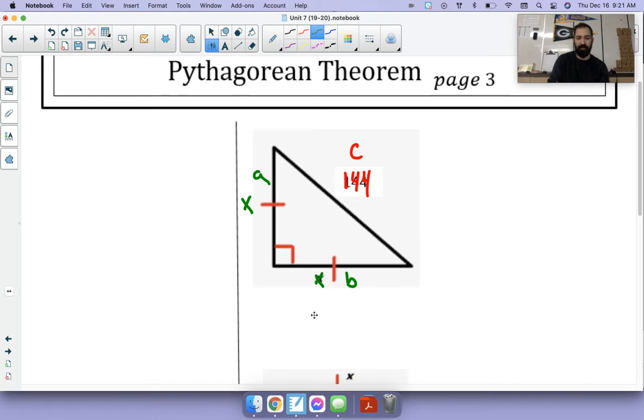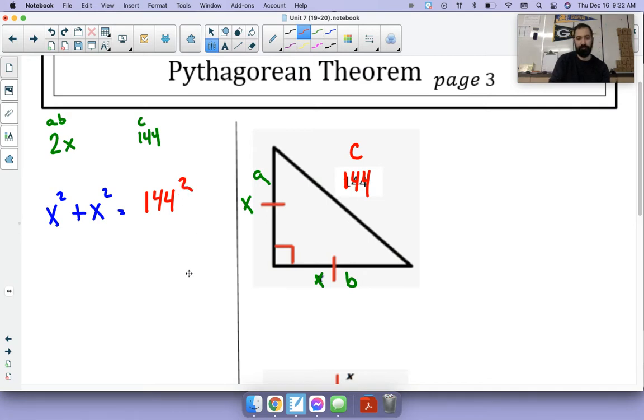So how many X's do you see? You see 2 X's. Okay, and you see a 144. 2X is A and B, and then we have C is 144. Let's set this up as if it were a Pythagorean theorem, a squared plus b squared equals c squared. If we have a squared and b squared, remember they are both x, that's going to equal c squared, which is 144 squared.